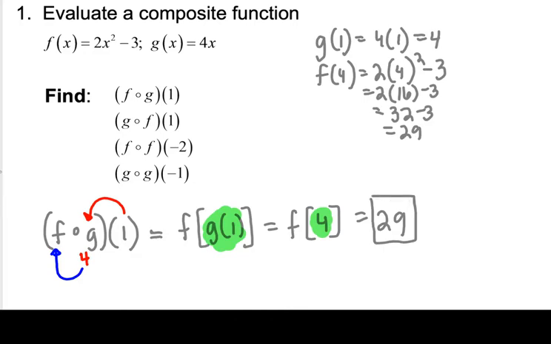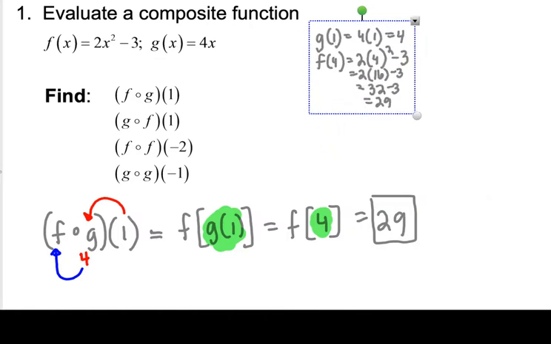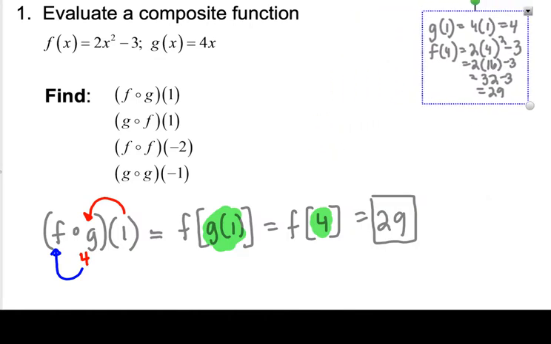So some of these problems require a little bit of work off to the side. So sometimes I'll go off to the side and I will just write my work out so that I can see it, make sure that I'm getting the right answer, especially since many of these do not require a calculator. You should be able to do all of these problems without a calculator.